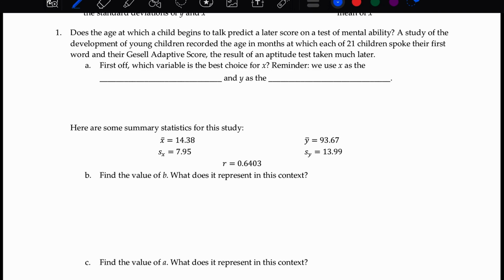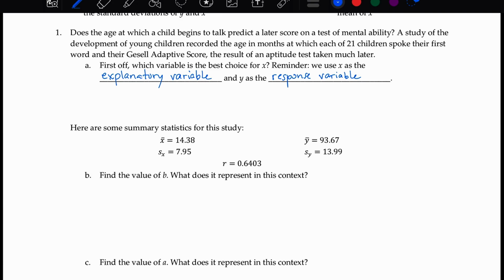So first off, let's do a quick reminder of which one of these things we want to call x and call y. Remember that x is typically, and we always in this class have discussed this as, the explanatory variable, while our y is the response variable. So in this case, we want to think about what should we call x, and thus by default what becomes y, and why does that make sense?